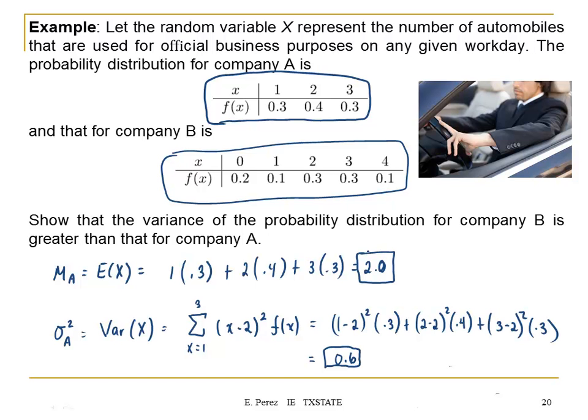Okay, so this is the definition of the variance. This is the value of mu. You look at the difference of each outcome from the mean. You square those differences or distances, and you multiply that by the probability. The summation over each outcome will give you the variance.